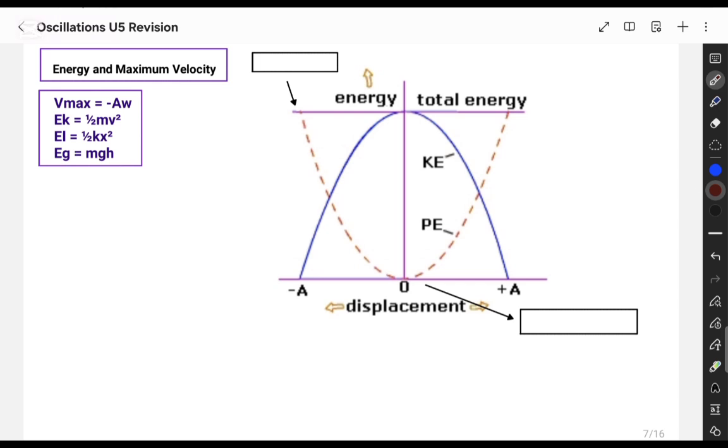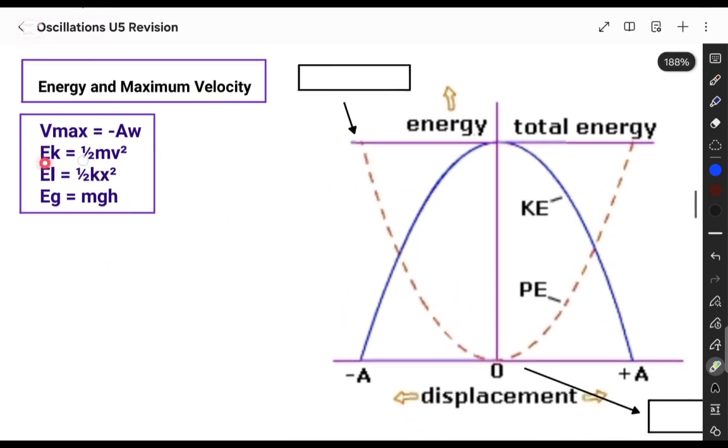Okay, so now we're going to talk about energy and maximum velocity. So maximum velocity we've already seen is Aω, and then our EK, we know kinetic energy is half mv squared, and then we know our elastic potential energy is half kx squared, and our gravitational potential energy is mgh.